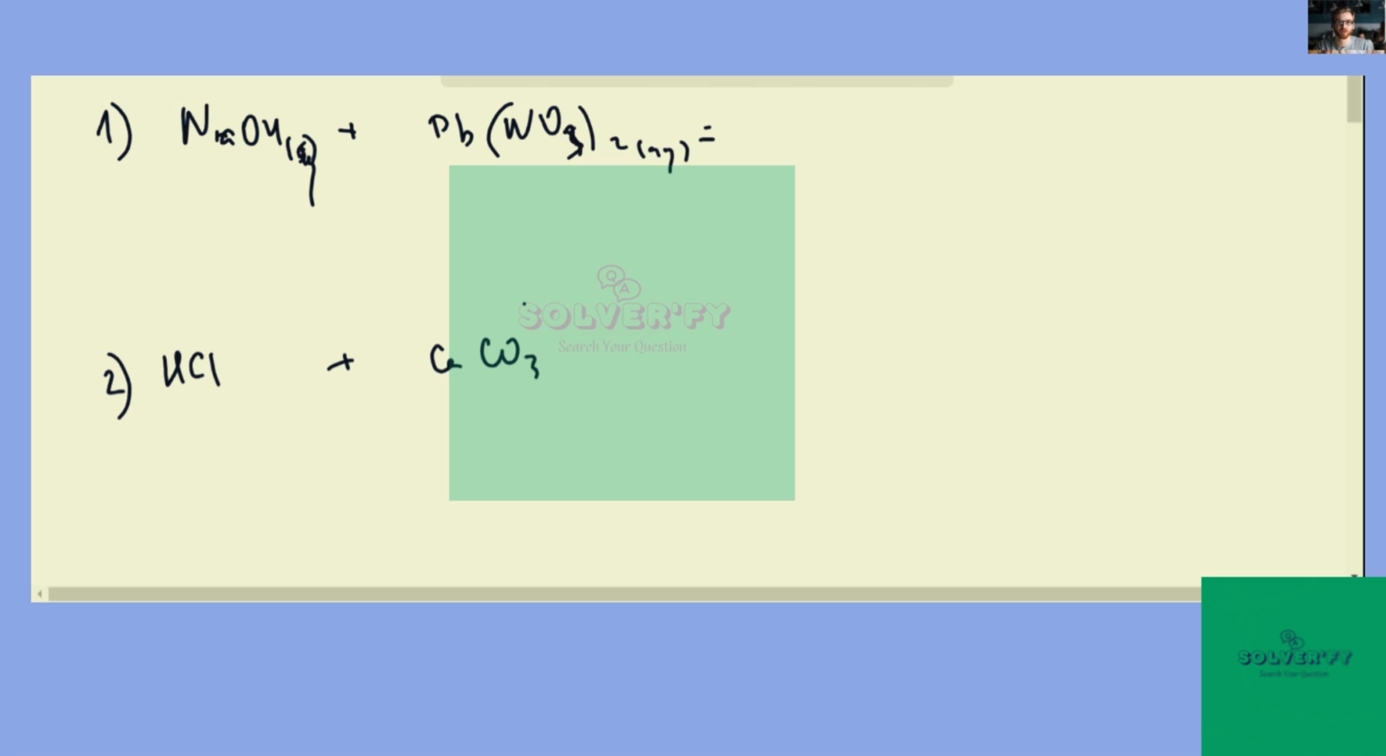So it results in solid lead hydroxide and sodium nitrate, which is dissolved. So let's add the coefficients. Now the reaction is balanced, and now we can write down the complete ionic equation.